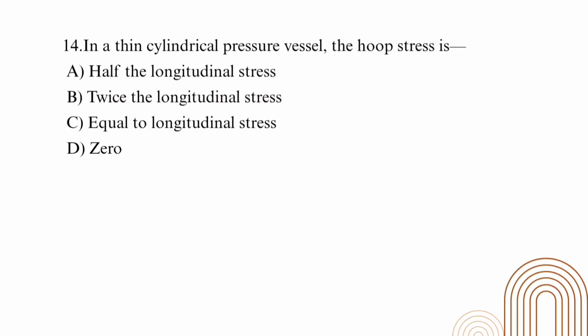Now the next question, number 14. In a thin cylindrical pressure vessel, the hoop stress is, and options are: option A, half the longitudinal stress; option B, twice the longitudinal stress; option C, equal to the longitudinal stress; and option D, 0. And the correct answer is option B, twice the longitudinal stress. In a thin cylindrical pressure vessel, the hoop stress is twice the longitudinal stress.